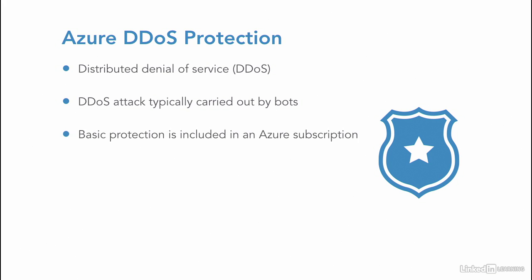But if you do need more protection, you can move up to the standard SKU, which will enhance the protection for your virtual network resources. On a side note, before you enable this, you may want to check the pricing. The last thing you want is sticker shock.